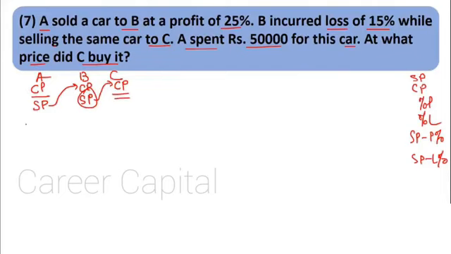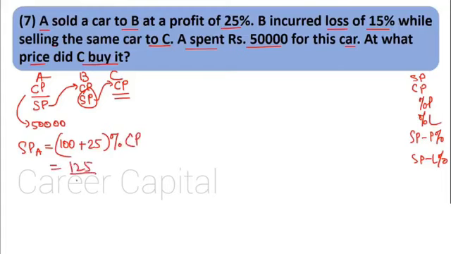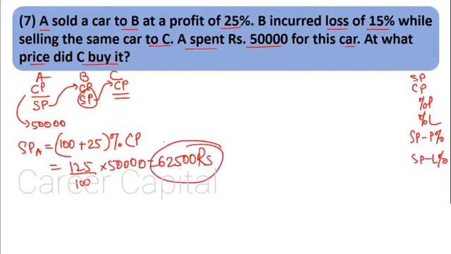What is the cost price for A? We know it is given as 50,000 rupees. Okay, what is the selling price of A? Selling price of A, since A gets profit, it would be 100 plus profit percent, 25%, divided by 100, multiplied by cost price, that is 125 upon 100 into 50,000. Okay, that would be 62,500 rupees. This is nothing but the selling price of A, but selling price of A means A sells to B, that means this becomes the cost price for B.